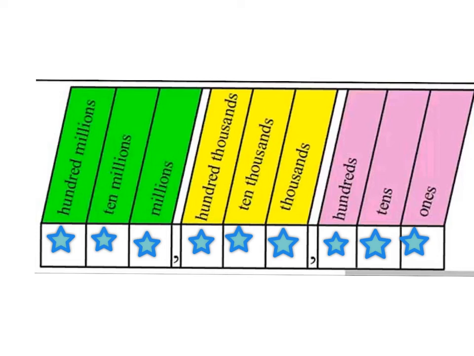Let's keep practicing saying our place values by saying them one more time. Ones, tens, hundreds, thousands, 10,000s, 100,000s, millions, 10 millions, 100 millions.